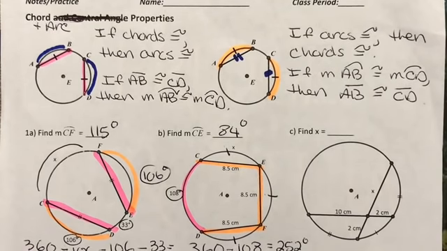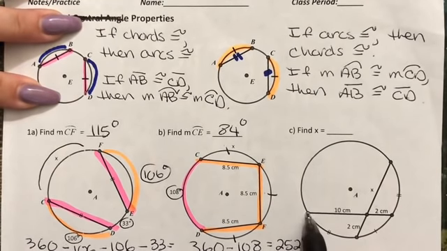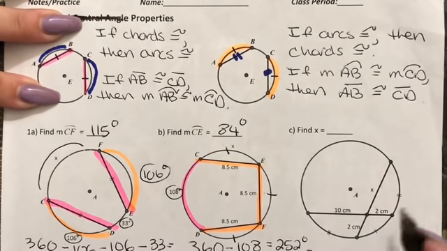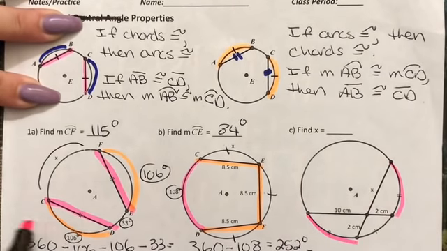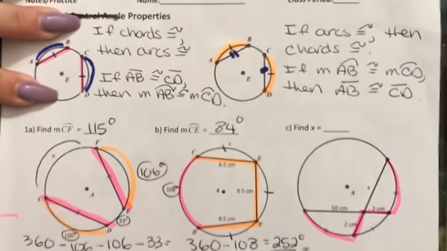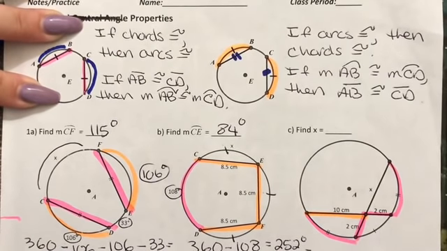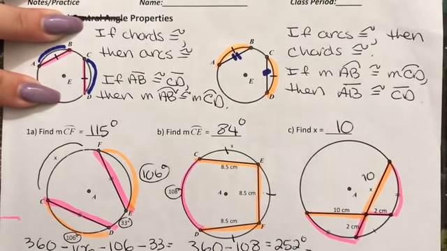Last but not least, I see that I have a set of chords here. From here to here is 10. This piece is 2. This piece is 2. I can see that I have these arcs here that are congruent. These pieces are already equal. So the only piece that's really missing is that one. So I think you can see that that is also 10.